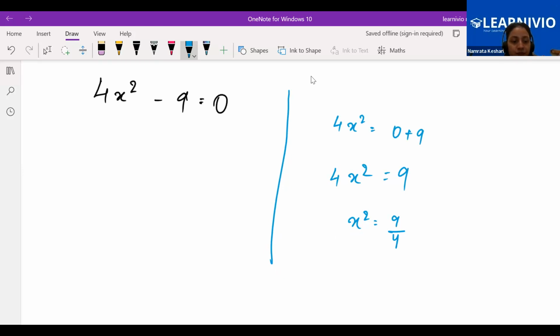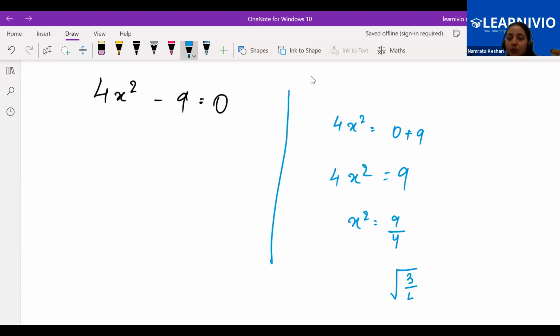It's not really giving us the x value, it's only giving us the x square value. So x square is 9 by 4. If we try removing the square sign from the left hand side, what are we going to have? Maybe we'll have 3 by 2, I think. Yeah, we will be having 3 by 2. That side it will be square root.